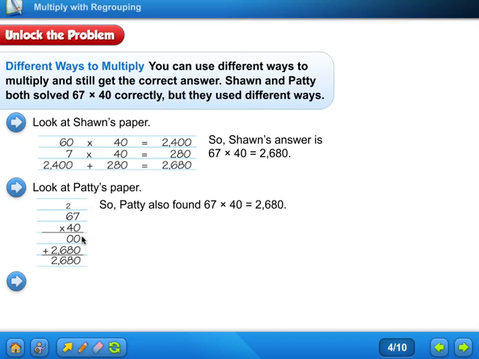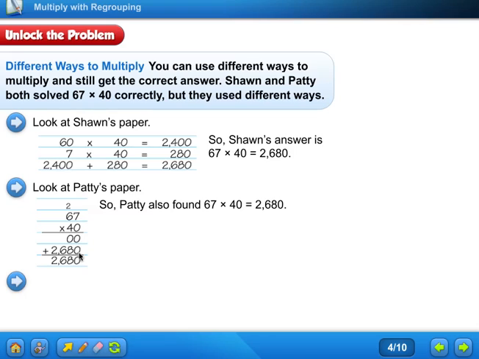Patty did it the way we just learned, the regrouping way. This was the way we learned the other day. This is the way we're learning today. Let's see if it's right. Remember, this is the Mario one. I'm sorry, 0 times 7, 0 times 6 will be both zeros.